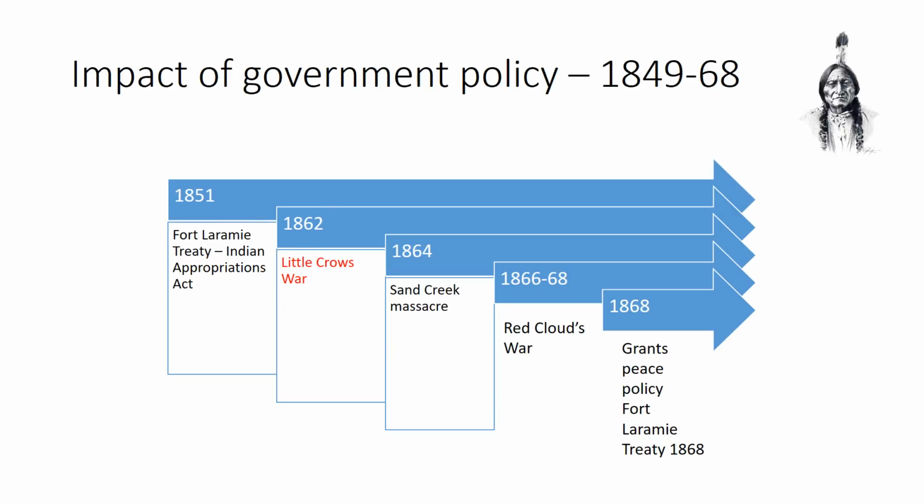Number 3, this is the impact of government policy on Indians. So the starting point of this was the Fort Laramie Treaty in 1851. So effectively this was the recognition that began the reservation process. Also the Indian Appropriation Act bought up lots of the land in the east. So this gradually became a process of Indians having smaller and smaller plots of hunting ground. And in 1862 it led to Little Crow's War.